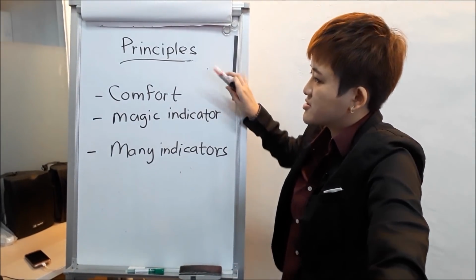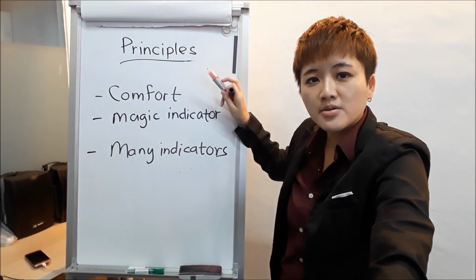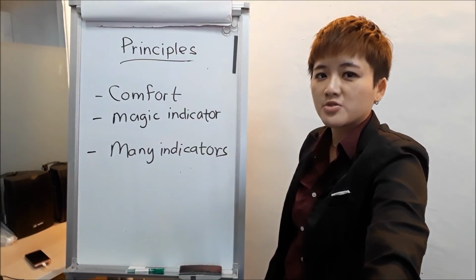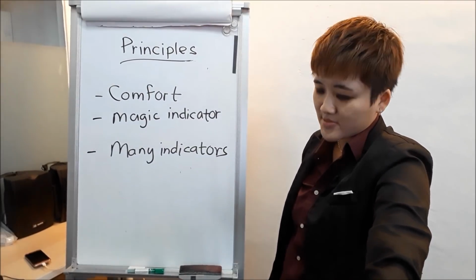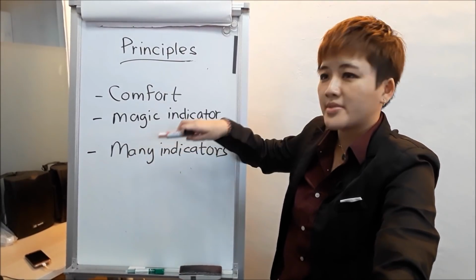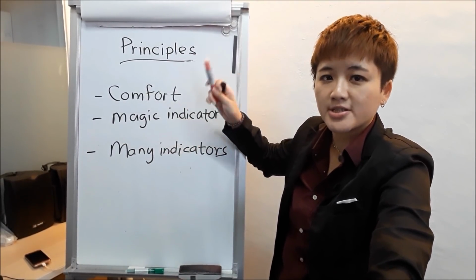Next three principles. Use an indicator in which you are comfortable using. But Karen, Tony Robbins told me to get out of my comfort zone. Okay, Ken? Yeah, Ken. Don't try to find a magic indicator because there's no such thing as a magic indicator.